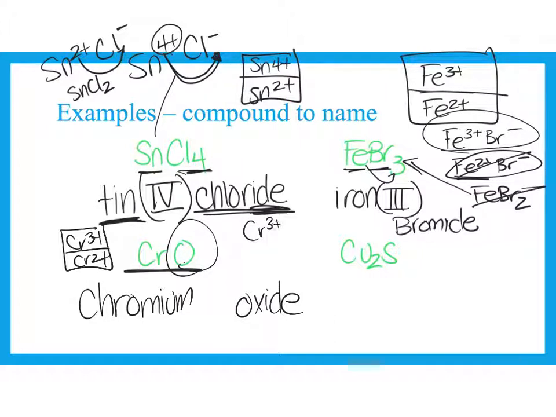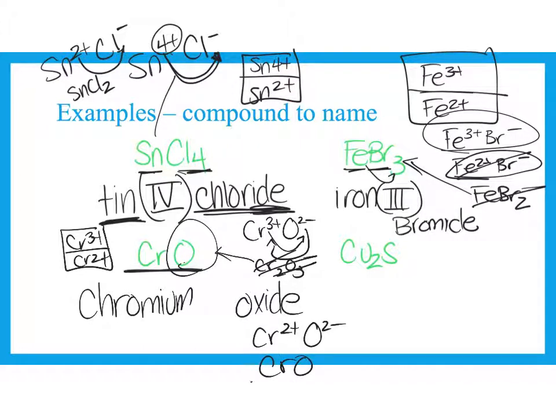So if it was 3 positive, notice that the 3 would go here and the 2 would go here, so I get this. That doesn't match, right? So it can't be that one. Let's just make sure, if it was 2 positive and this was 2 negative, I would indeed get this, which does match that. So it would be chromium 2 oxide.